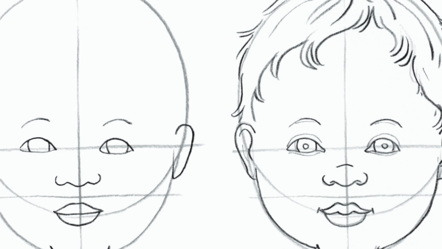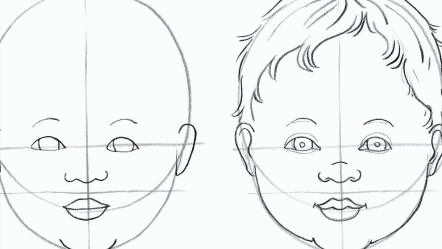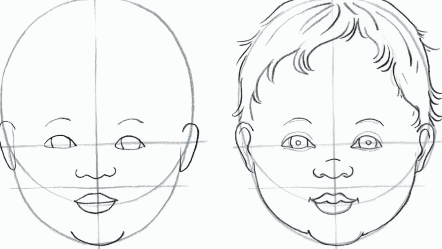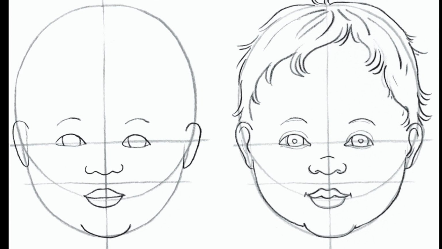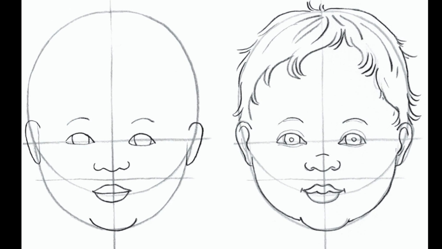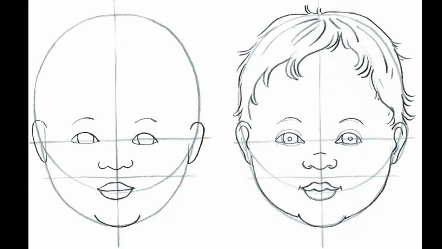A baby's face is even rounder than that of a child or adult, and the features are closer together. The top of the head takes up a proportionally large amount of space. The younger the child, the simpler and rounder the details.